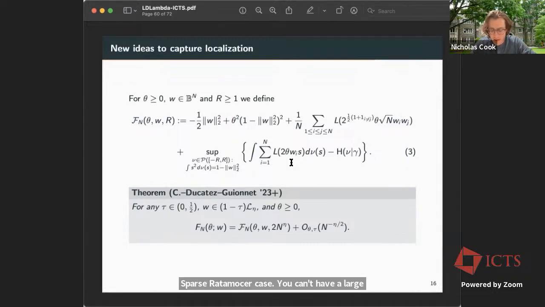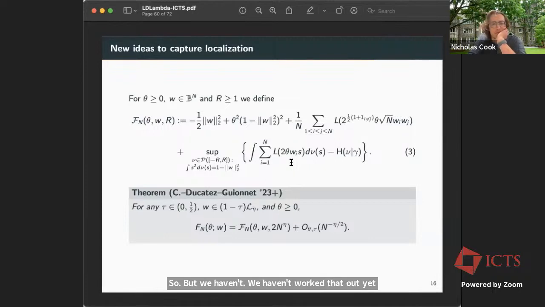But in the sparse Rademacher case, you can't have a large entry. What should be the case is that you have entries of some size, I think n to the minus a quarter, on a sort of submatrix of size root n. And we do have some hope of showing that. So that's for sparse Rademacher, but that should generally be the case if this psi function tends to zero at infinity, and that holds for any compactly supported distribution. But we haven't worked that out yet.